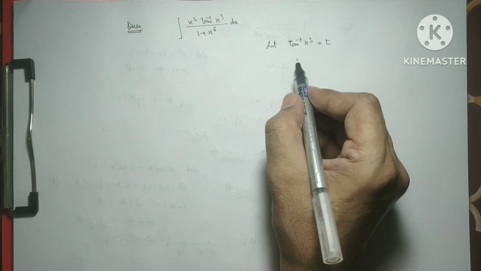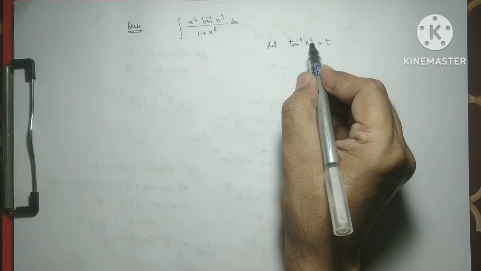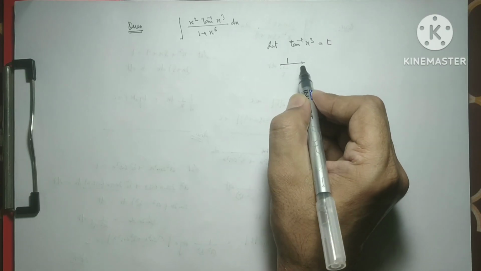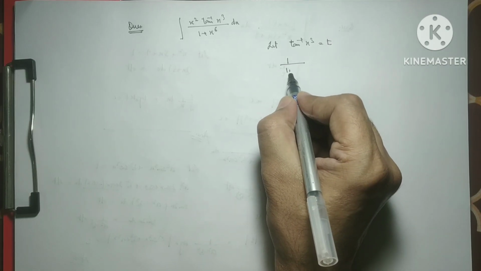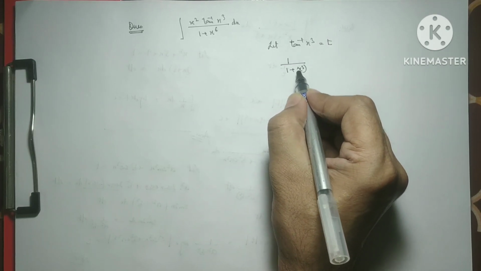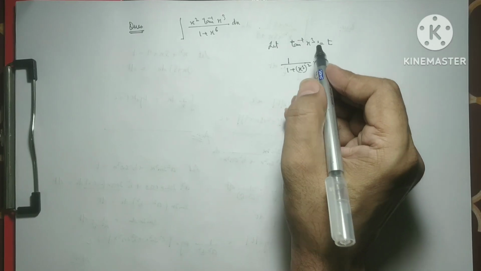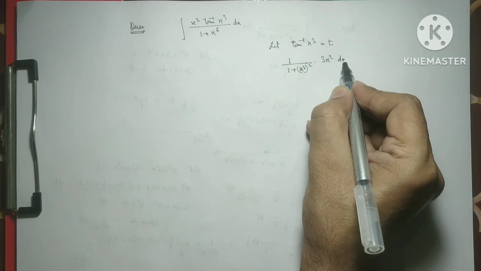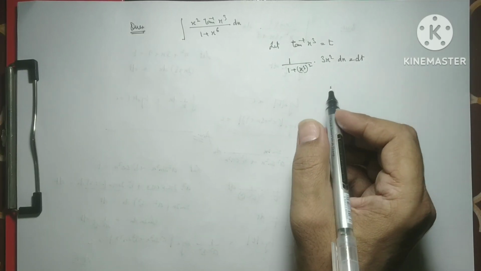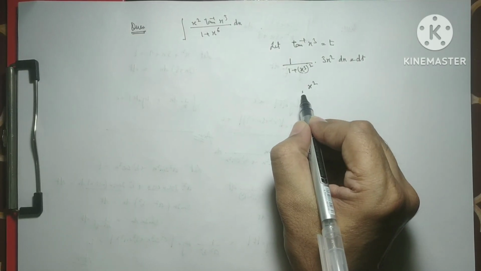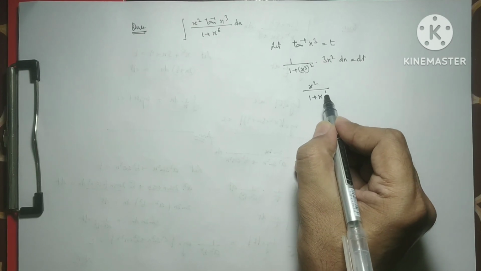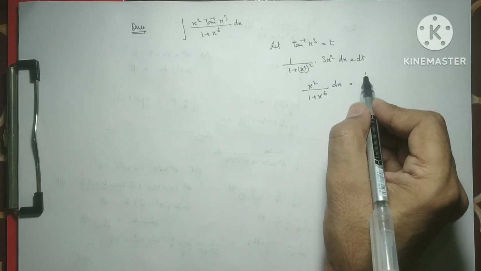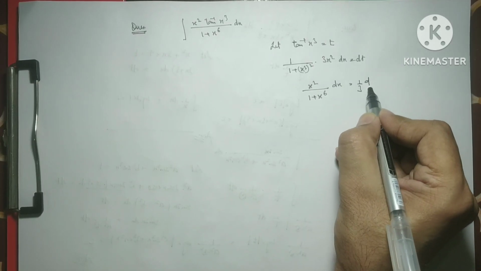So on differentiation, when you consider x cube as u, it becomes tan inverse u, and the differentiation of tan inverse u is 1 over 1 plus u square, meaning x cube square, and when we differentiate u, this is 3x square dx equals dt. So we get x square over 1 plus x to the power 6 dx is, when 3 comes here, 1 over 3 dt.